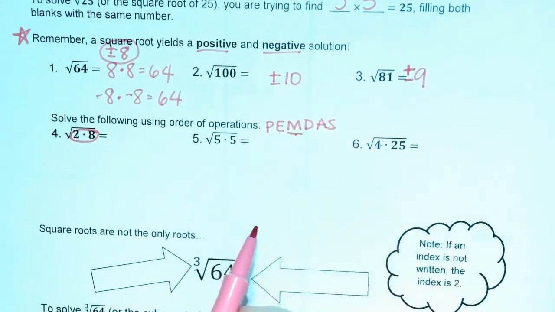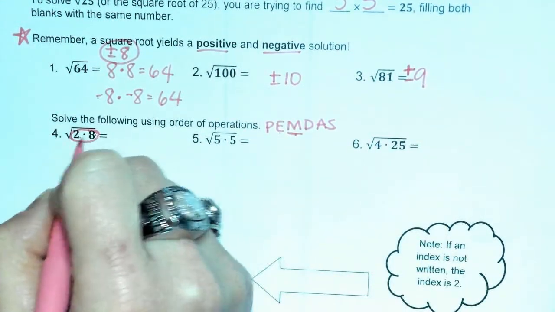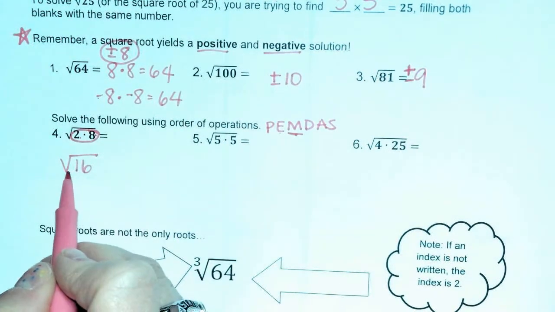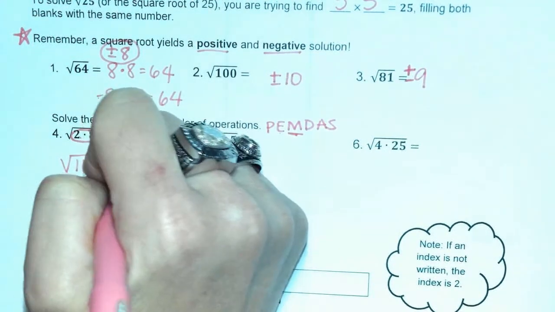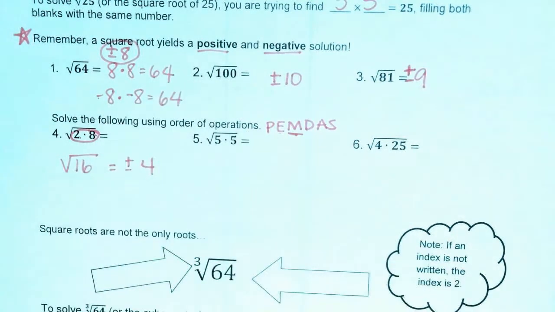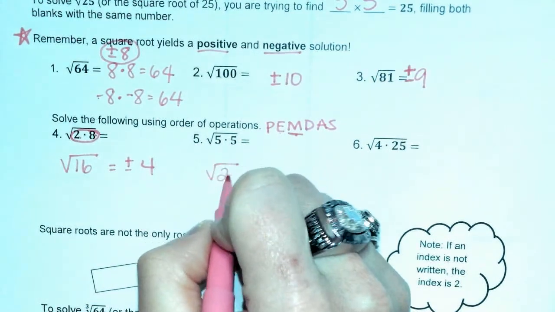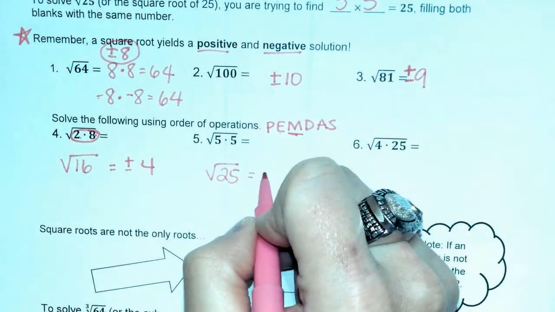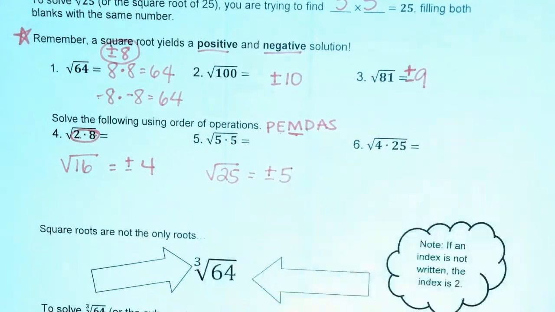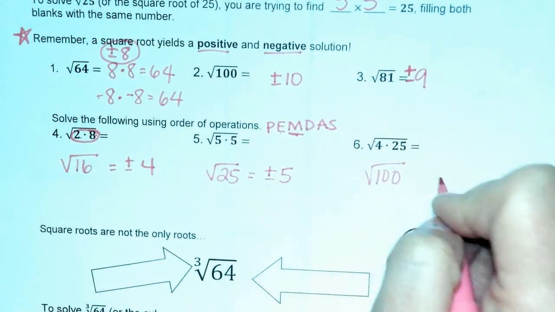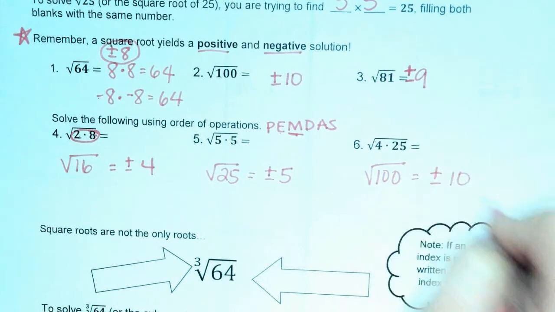But there is some multiplication. So we're going to do 2 times 8 first, in the radical. 2 times 8 is 16. Okay, well now, what is the square root of 16? Plus or minus 4. Good. So multiply what's underneath the radical first. And you get plus or minus 5. And then 4 times 25 is 100. This is going to be plus or minus 10.